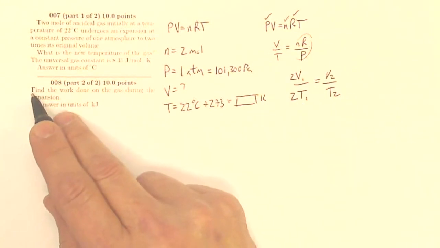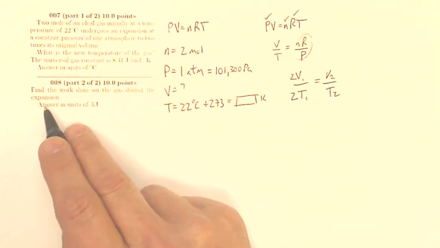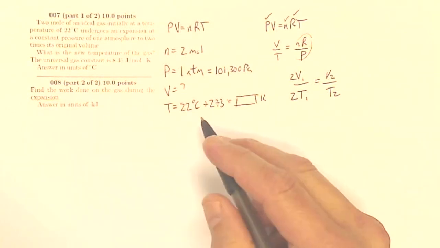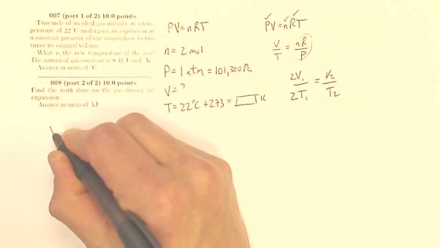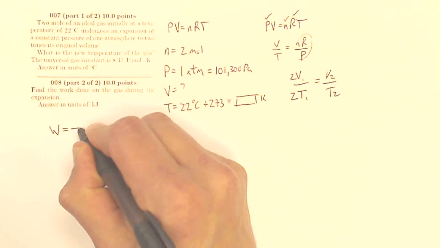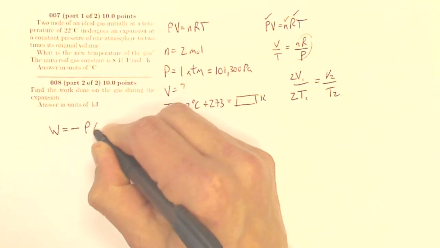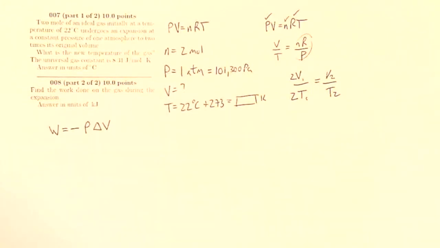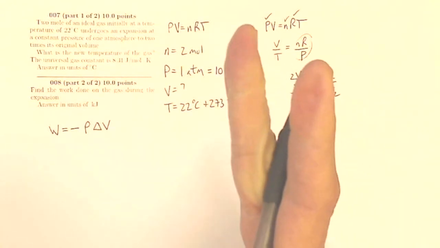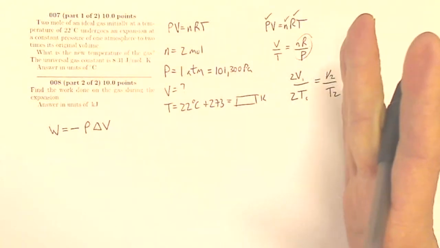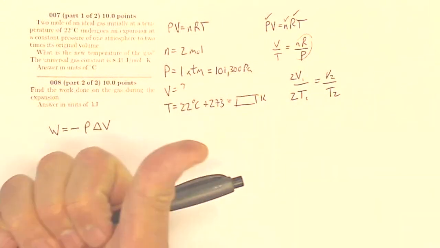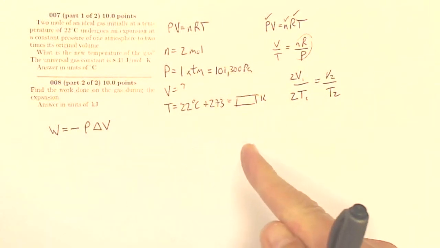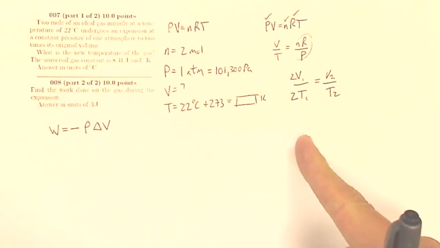Now for the tricky part, find the work done on the gas during the expansion. So I've got 2 things here. I know that my work done on the gas is going to be negative of the pressure times the change in the volume, because this gas is expanding. I am letting the gas expand, and I'm doing negative work because I'm pushing that way and the gas is expanding that way, so the volume is increasing. I'm doing negative work because my force is opposite the direction of motion of that piston.